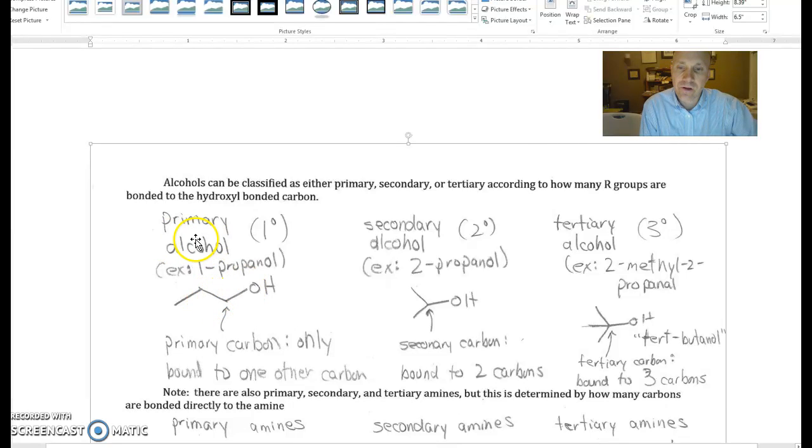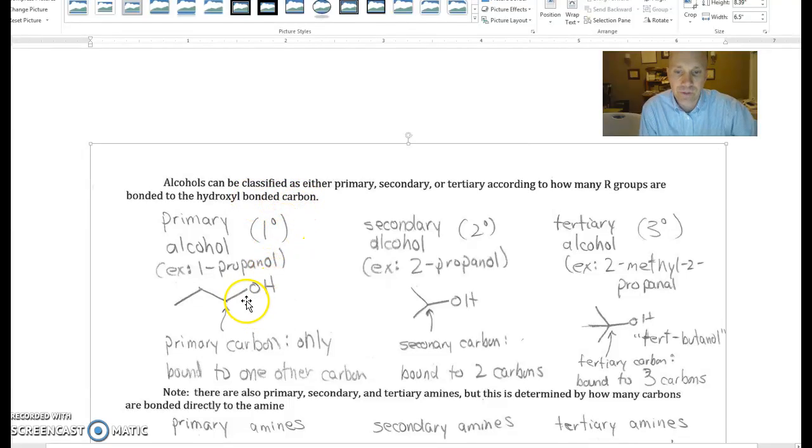So just following up on alcohols, I wanted to point out that there's three types of alcohols. They can be classified as either primary, secondary, or tertiary. That's hard to say. And that's done according to how many R groups are bonded to the hydroxyl bonded carbon.